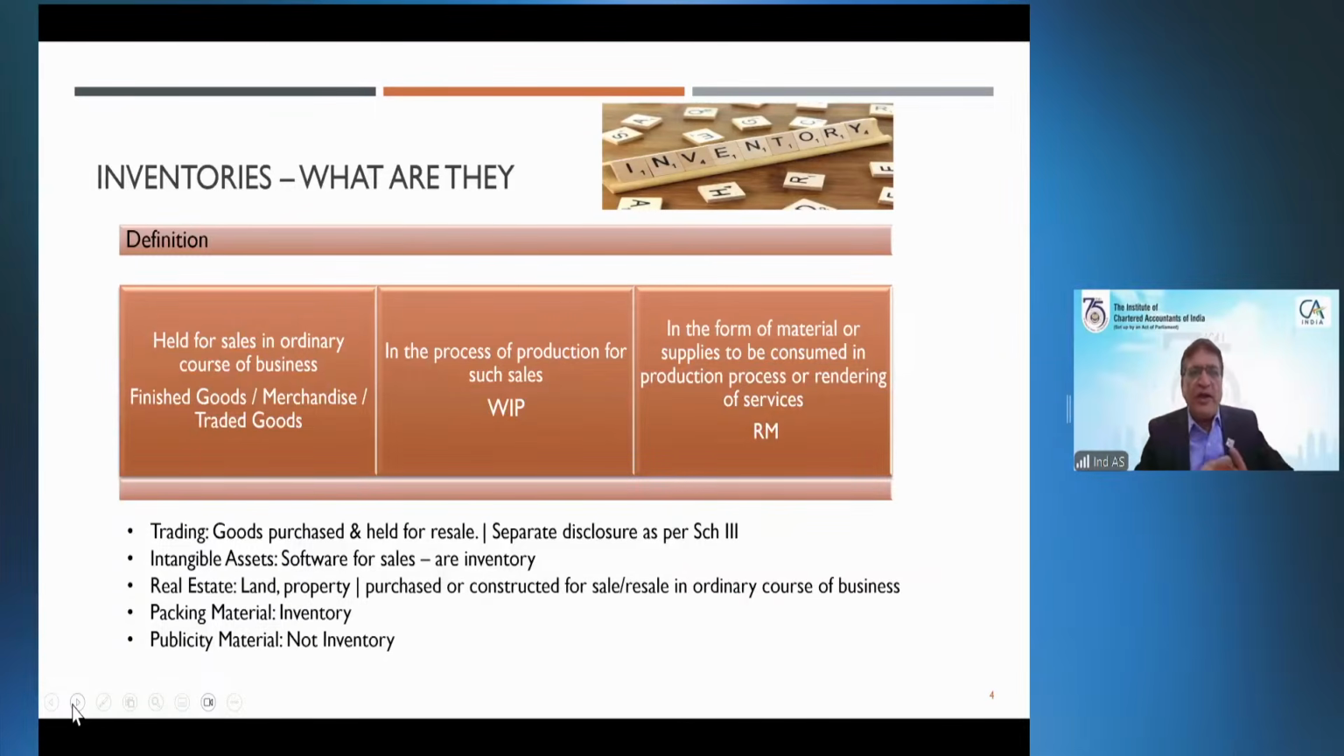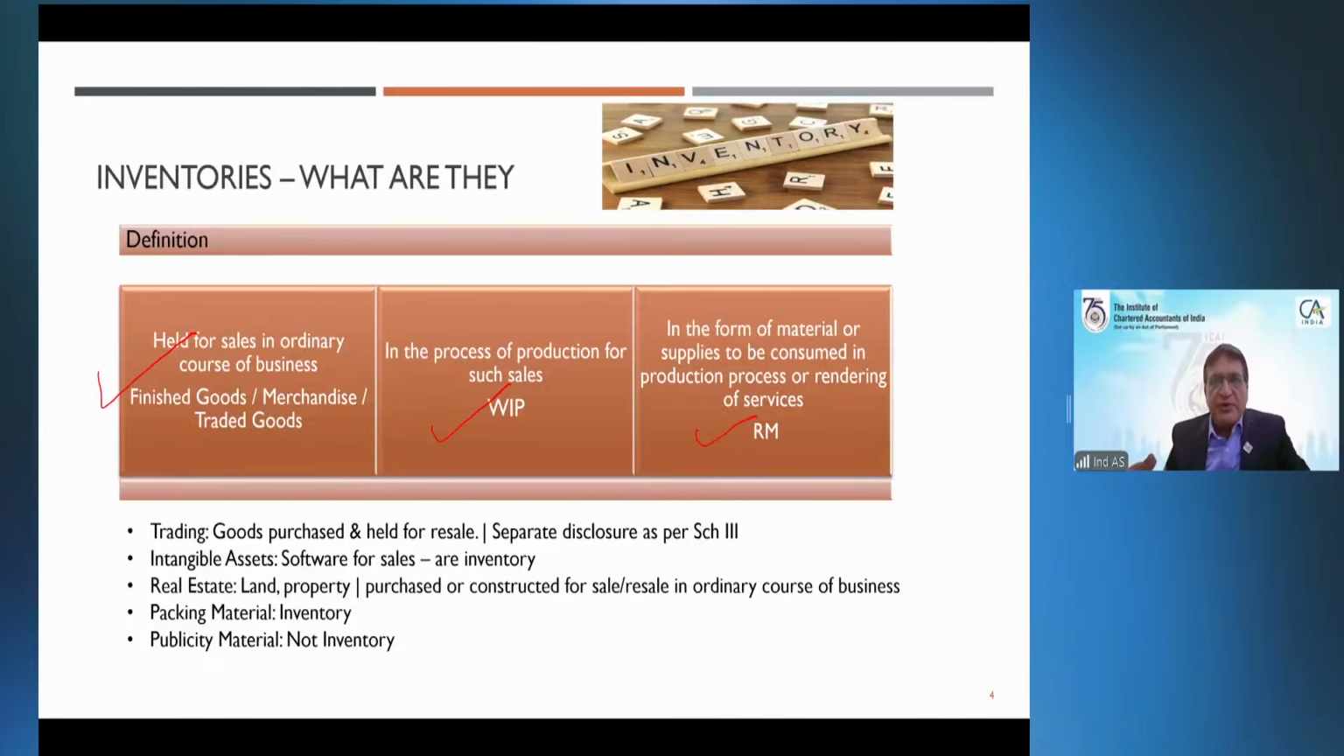When we evaluate what could be the inventories, the first one is the items which are held for sale in ordinary course of business, which could be finished goods, merchandise, or traded goods, and those which are in process of production, that is WIP, and those in the form of material supplied for production, which could be raw material. This we all know, but let us see it from a different perspective.